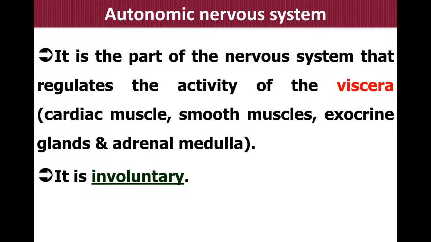Now we give an introduction about the autonomic nervous system. It is a part of the nervous system that regulates the activity of viscera. Viscera like what? Like cardiac muscle, smooth muscle, and the glands and the adrenal medulla, and it is involuntary in function.